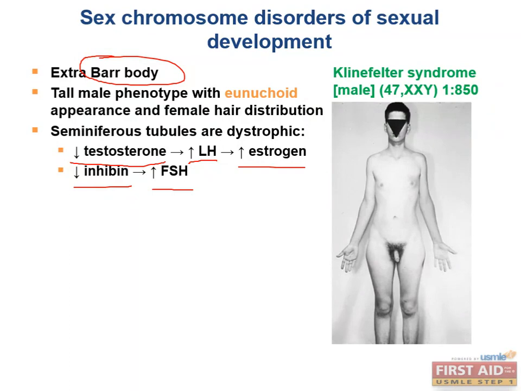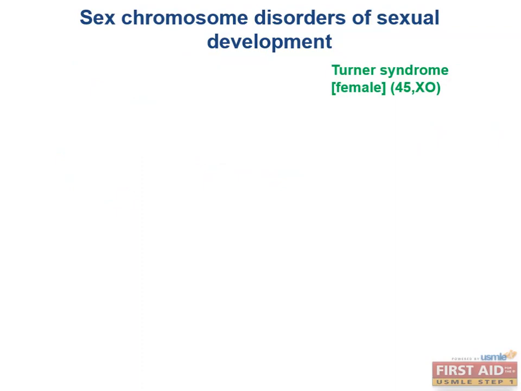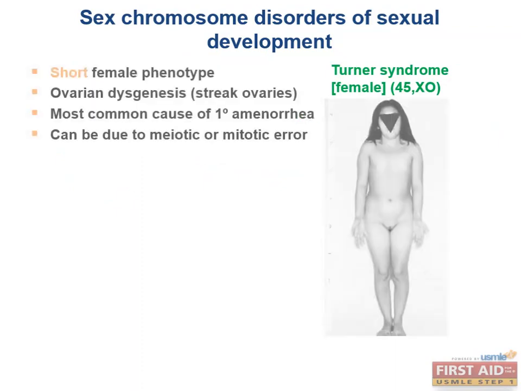They love asking this as a physiology question with up and down arrows, where they will want you to know that FSH and LH are both increased, and estrogen is increased, testosterone is decreased, inhibin is decreased. Now let's discuss another important sex chromosome disorder, Turner syndrome.